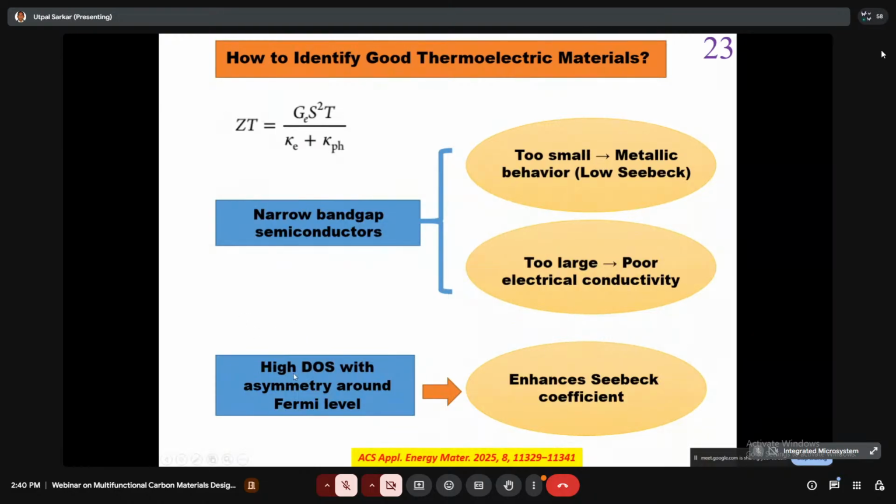Now high DOS, the thing here is that you have to identify a system whose band gap is moderate. That means high DOS with asymmetry around the Fermi level. Then you will get an enhanced Seebeck coefficient. The Seebeck coefficient is a squared quantity, so it will have a much greater effect on ZT compared to G_e.